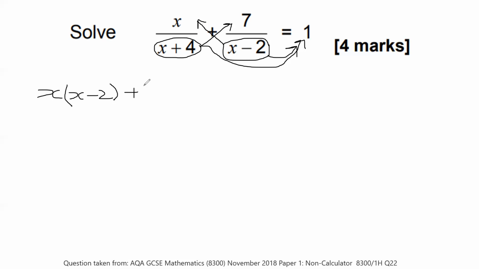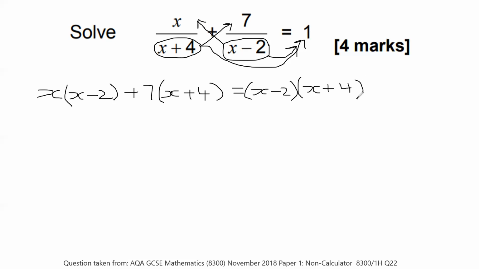Then the second one is we're going to have 7 and then x plus 4. And then we're going to do x minus 2 times 1. So that will just give us x minus 2. And then we need to also times it by this x plus 4. So we're going to end up with 2 brackets on this side.